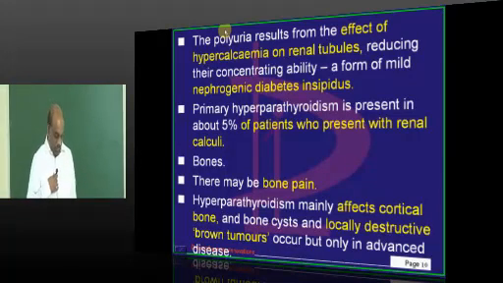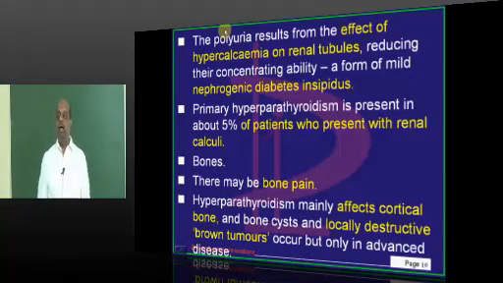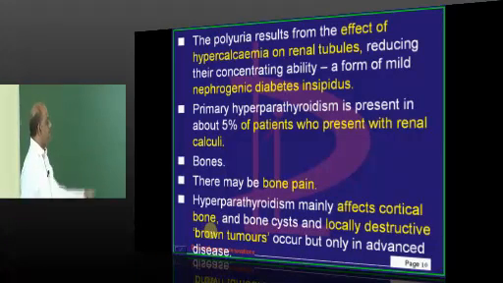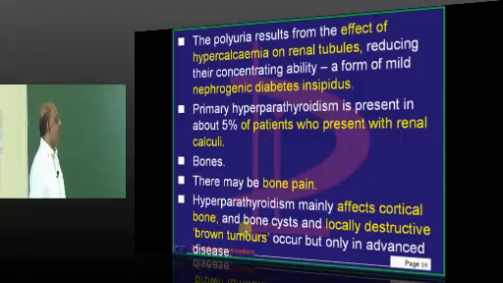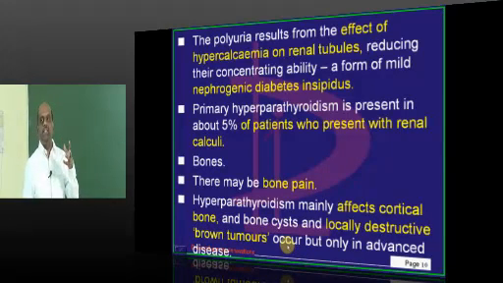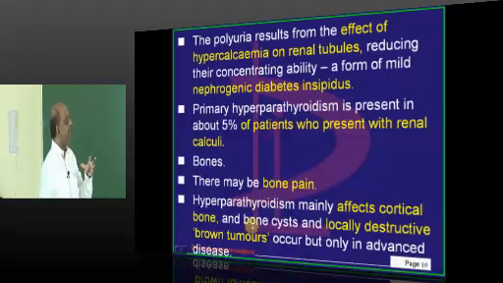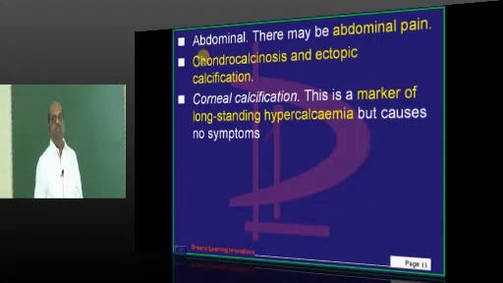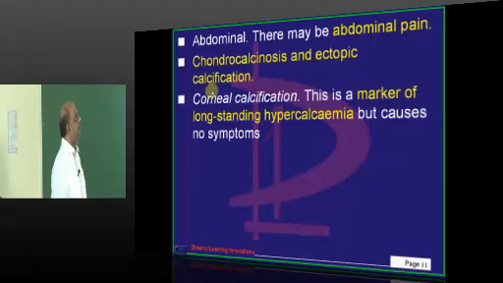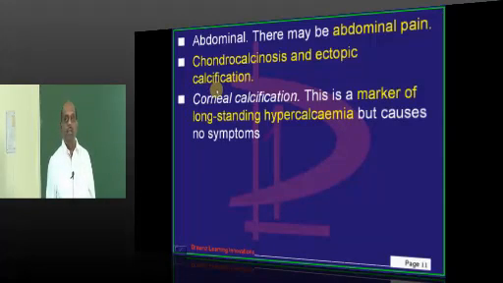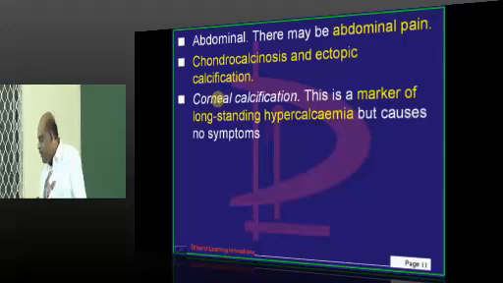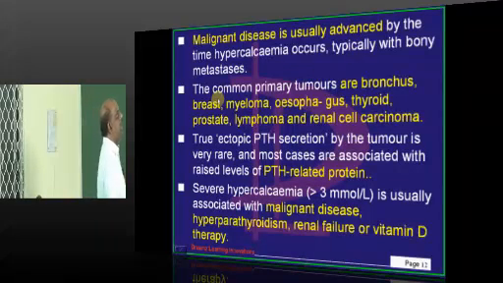Now, if you look at the other features, there can be bone pain. Hyperparathyroidism mainly affects the cortical bone, and that will have a local destructive effect. So bone cysts and brown tumors are important features of hyperparathyroidism. There can be abdominal pain, chondrocalcinosis and ectopic calcification, and there can be calcification in the cornea. Corneal calcification always signifies long-standing hypercalcemia, is what you have to remember.